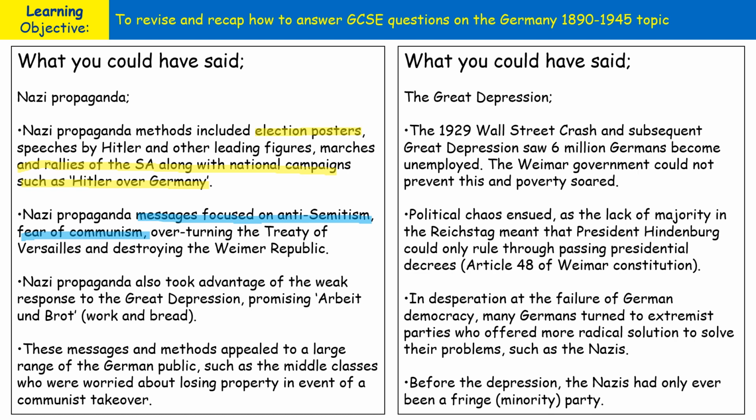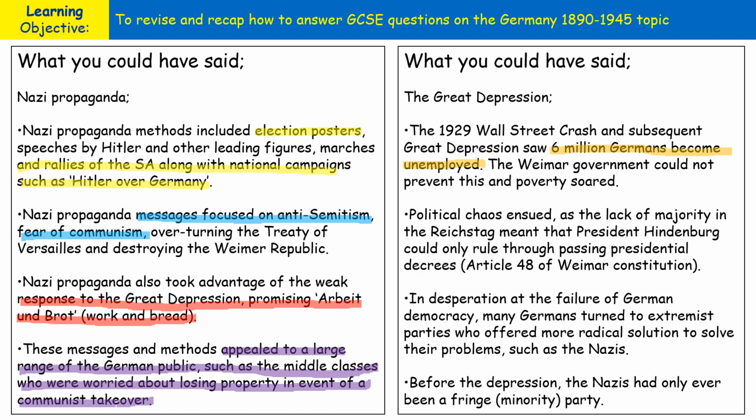Nazi propaganda also took advantage of the weak response by the Weimar governments to the Great Depression. So the Nazis promised in their slogans and in their posters work and bread to the German people. And these messages appealed to a broad spectrum of German people, like the middle classes, and also industrialists and wealthy Germans as well. Not particularly the working classes, although some did support the Nazis as well. When it came to the Great Depression, you might want to mention the fact that 6 million Germans became unemployed as a result.